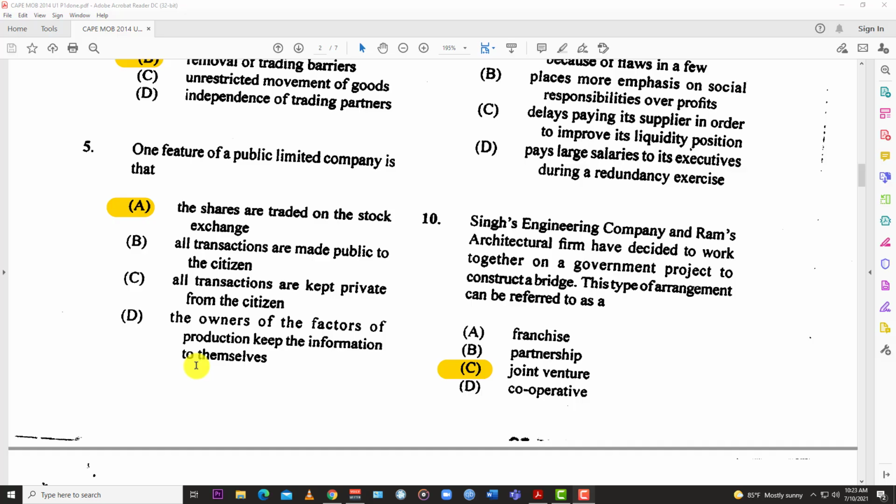They said B, all transactions are made to public citizens. That is true to a certain degree. Of course, they have their AGM and discuss what happened in the business, but they just give you the rundown, the skinny of it. They don't give you every single thing. C says all transactions are kept private from citizens, but it's more public because it's a public limited company and public citizens own shares. D, the owners of the factors of production keep the information for themselves. We know that's not true. That's more along the line of the private limited company, the partnership, or the sole trader.